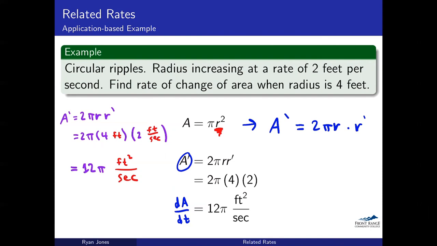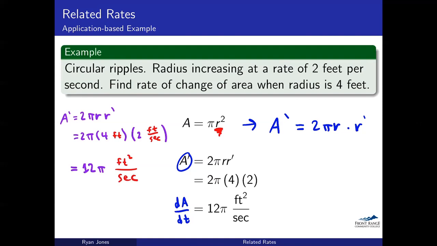Because L would just be a singular length rather than a square footage or something like that. So that's how I do my units. I kind of just match them up with this formula or this format for A prime. You're welcome to keep your units here and carry them through all of your work and end up with your final answer there. Either way, you should get the same units. It doesn't matter to me which you do.